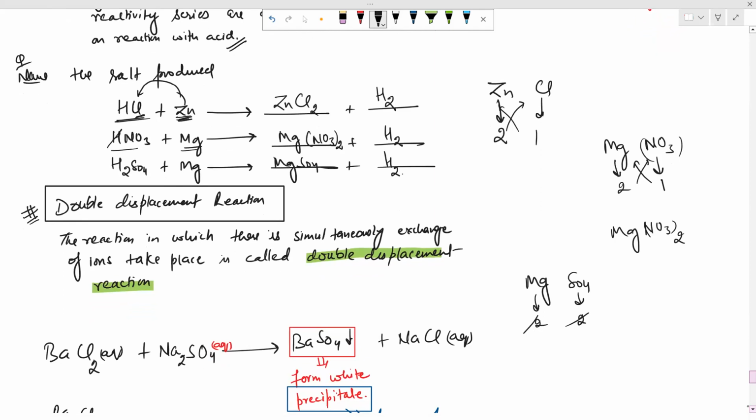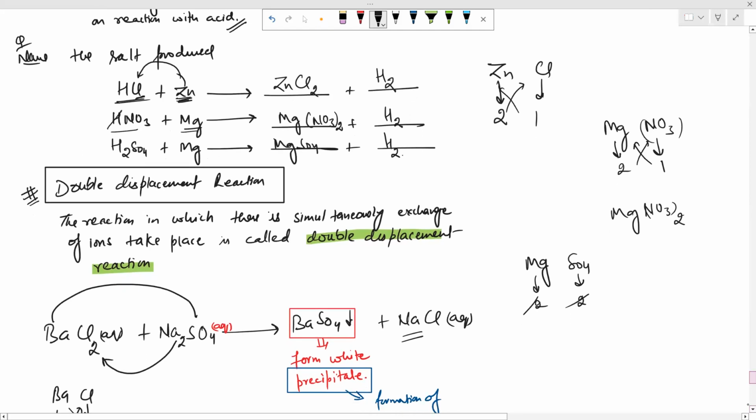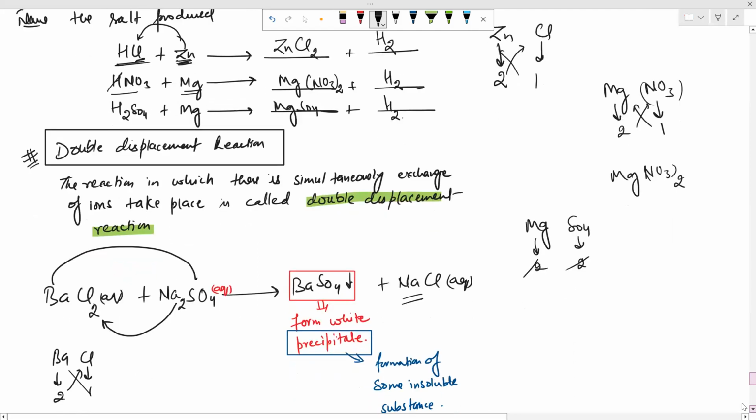For example, here barium is with chloride ion, and in this one sodium is with sulfate ion. But they are exchanging. Barium will come with the sulfate ion and form barium sulfate, and sodium will come with the chloride ion and form sodium chloride. So they are exchanging their ions. The barium sulfate is a white precipitate. When the solutions of barium chloride and sodium sulfate are mixed together, they form barium sulfate, which is white in color. Note this reaction.